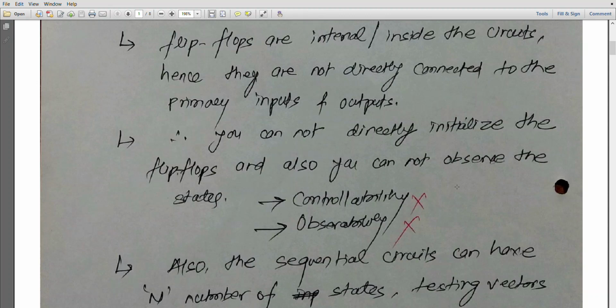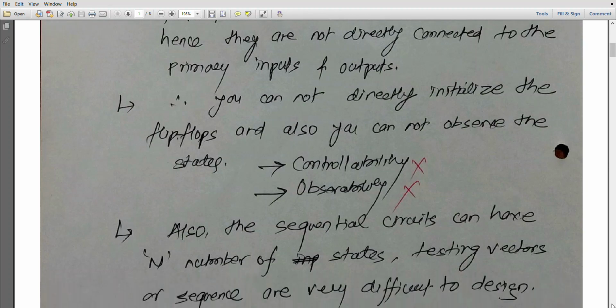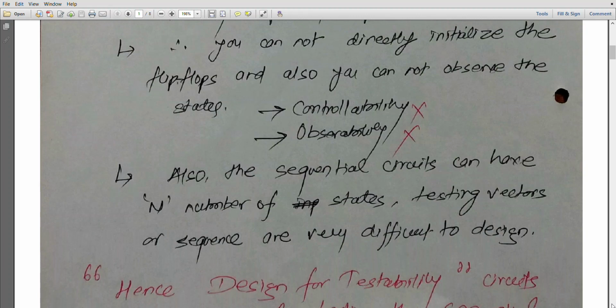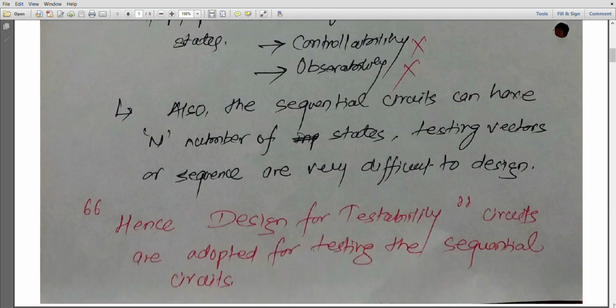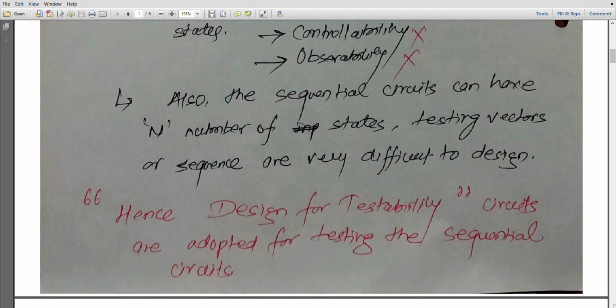So if I am going to test a sequential circuit, I have to take care of various things. It is unlike combinational circuits, where we see direct inputs and direct outputs, and we can apply the fundamentals of the various test pattern generation schemes that we have already studied. But in case of sequential circuits, you have to take care. Also, sequential circuits can have n number of states, as I said already. Testing vectors of sequence are very difficult to design. सो इतनी टेस्टिंग इतने स्टेट्स के बीच में स्विचिंग होती है आपके फ्लिप फ्लॉप्स की, so it is very difficult to design the testing circuits for sequential circuits.